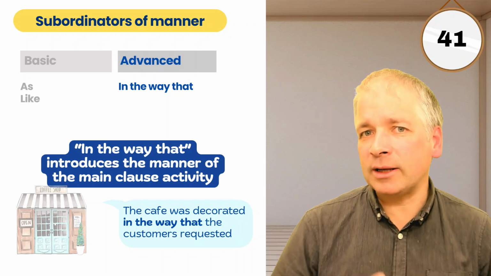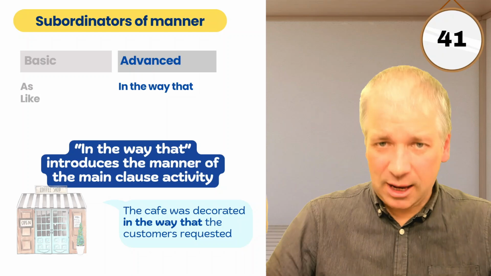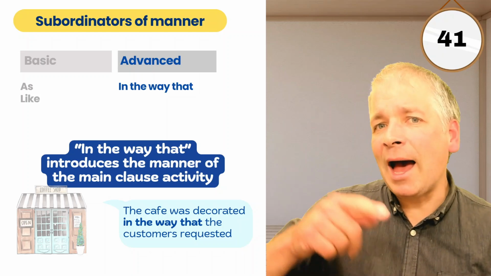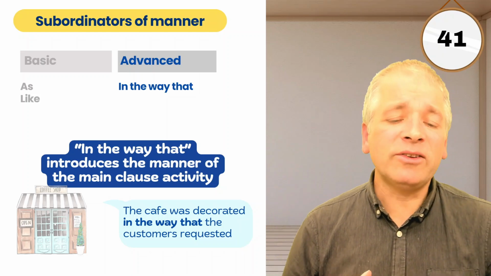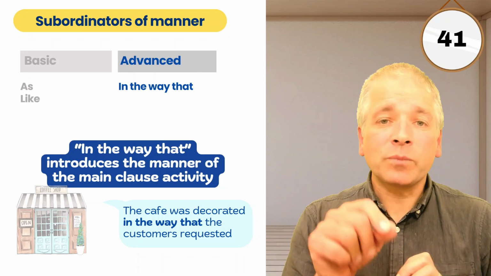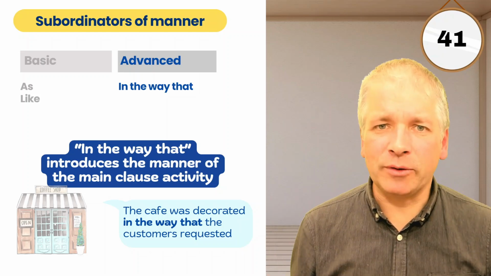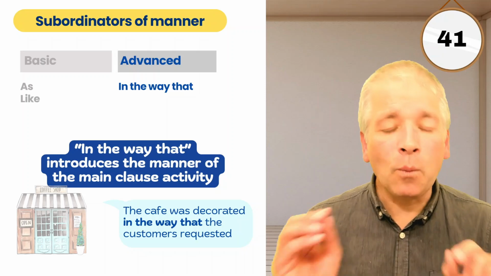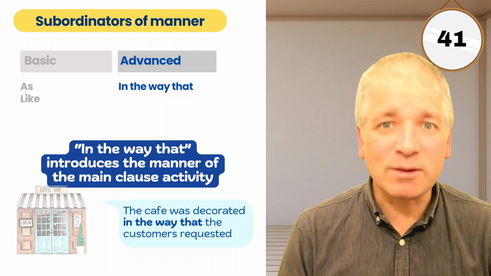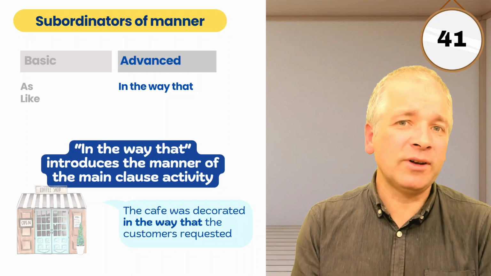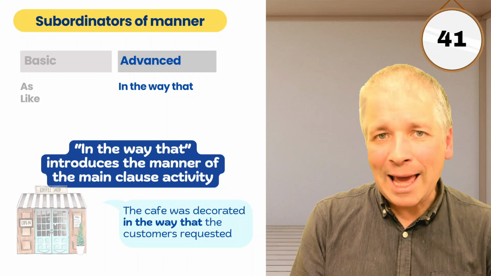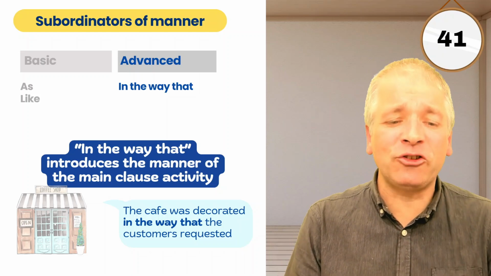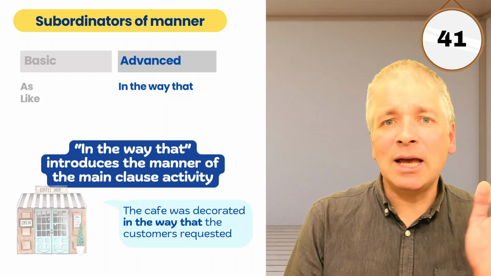Let's pull this apart into two bits. The cafe was decorated. That's the main clause. That could exist on its own. But we add this subordinate clause to tell us more about the way it happened, the manner it happened. How was it decorated? In this particular way, in the way that the customers requested. And often with the subordinators of manner, where you see the word way, it could be replaced with manner. It could even be replaced with the word fashion: in the way that, in the manner that, in the fashion that.